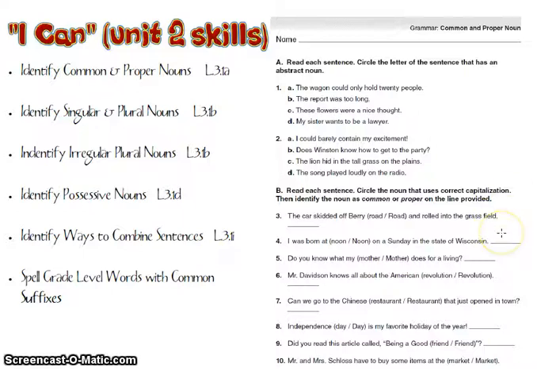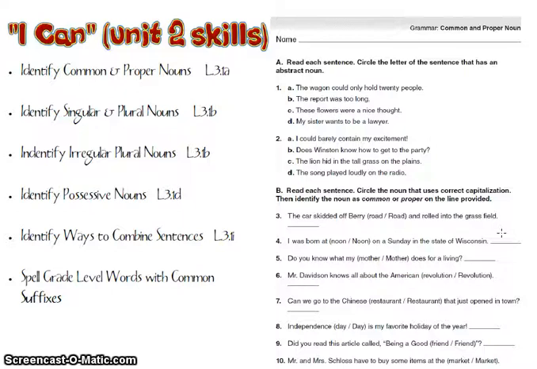Letter B, read each sentence. Circle the noun that uses correct capitalization. Then identify the noun as common or proper on the line provided. All right, here we go. Number 1. Remember, you can pause the recording anytime you need to. The car skidded off Berry Road and rolled into the grass field.